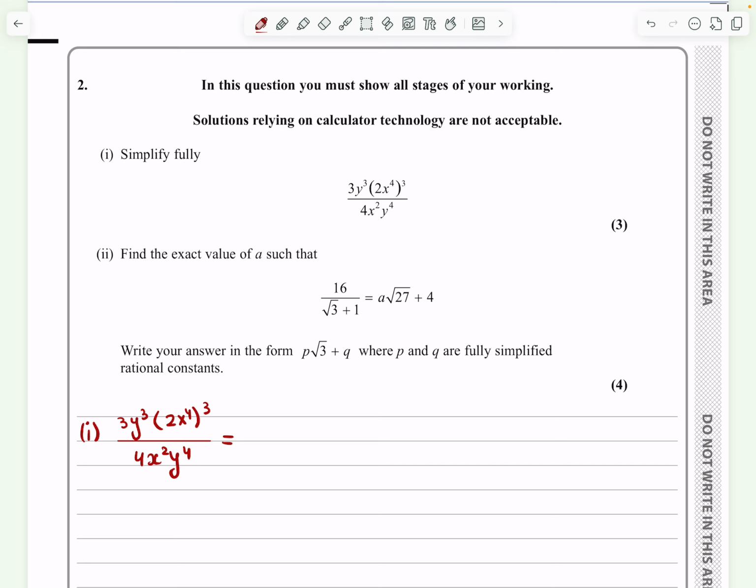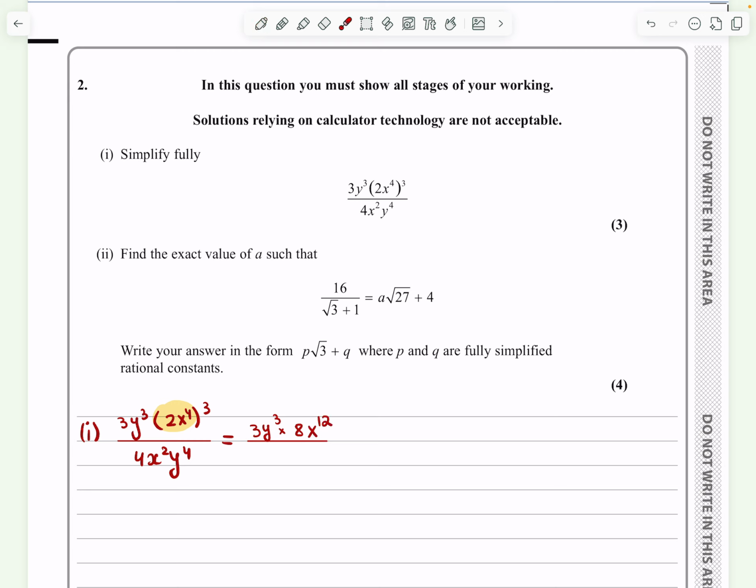All right, a few things that you need to know. In the bracket, 2x to the power of 4 cubed is all together, so that cube is going to cube the 2 as well as cube the x to the power of 4. So the first part, 3y cubed, stays there, multiplied by the cube of 2x to the power of 4, which is going to be 8x to the power of 12.